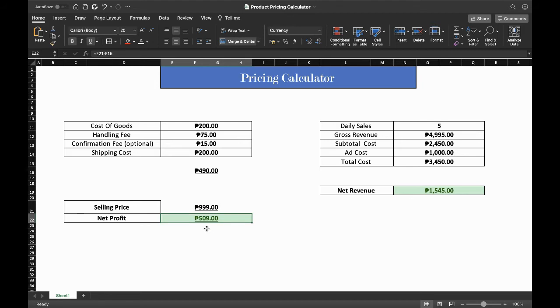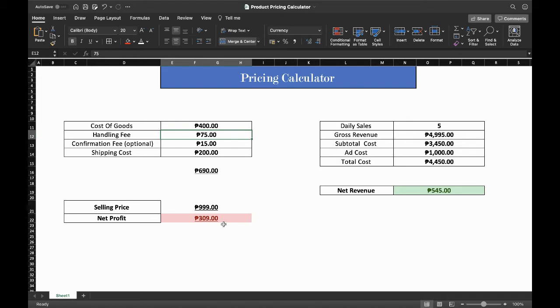509 pesos per item. Okay, if I were to change this, for example, and let's say that my cost of goods is 400 pesos, then this automatically turns red because it doesn't meet the threshold of 500 pesos, right? And I'm only getting in return 309 back. 309 pesos will be my return.